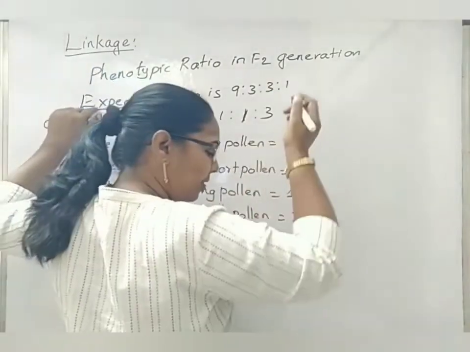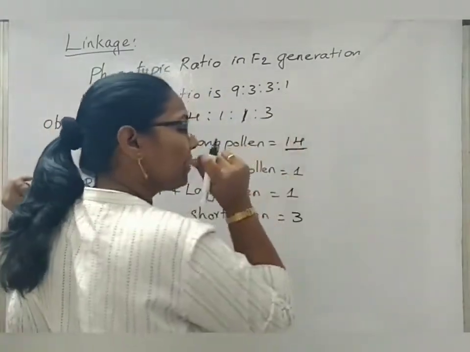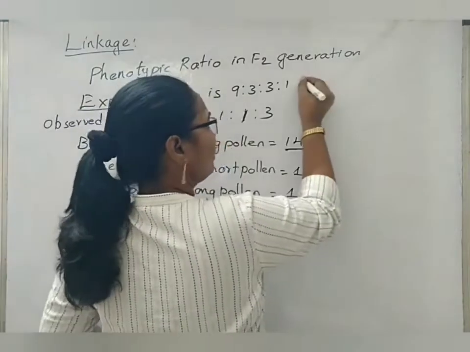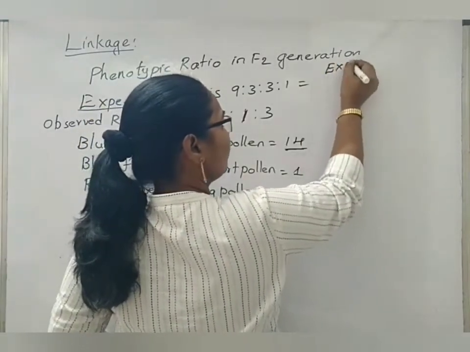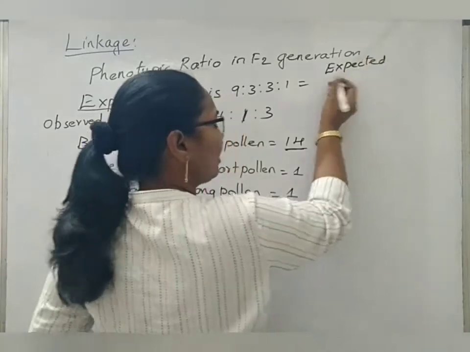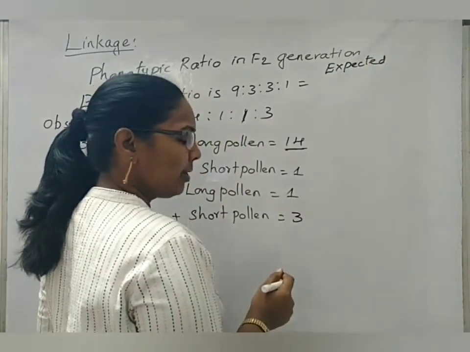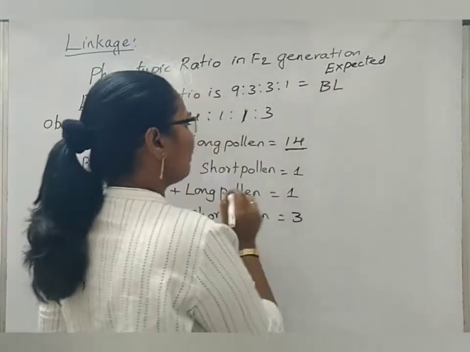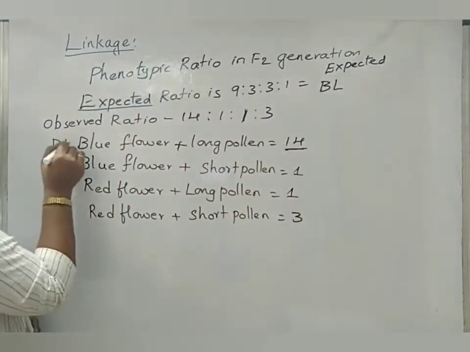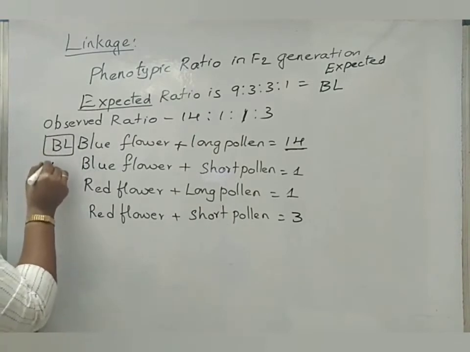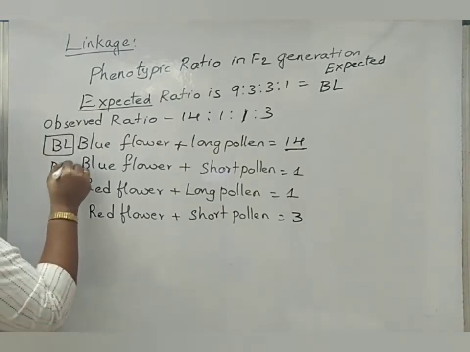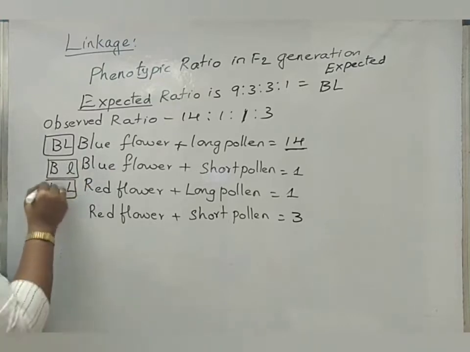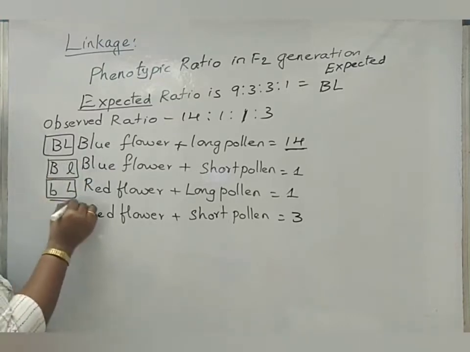Here, expected I have written. So we will write the numerical distribution of the total number of 2132 plants. Expected out of 2132 plants is blue color flower with a long pollen. Let's give some symbols before writing there. So this is BL, with small l, small b, capital L, and small s.